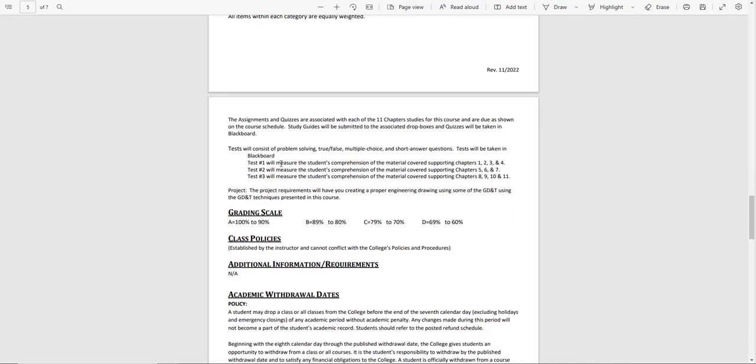This just goes down to say what, and I'll go over this a little bit when I talk about the lessons. And this is a typical grading scale for Stark State. A's are 100 to 90%, B's are 80 to 89%, C's are 70 to 79, and then D's are below that.